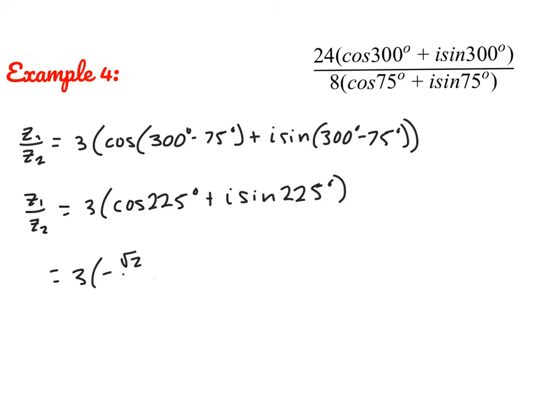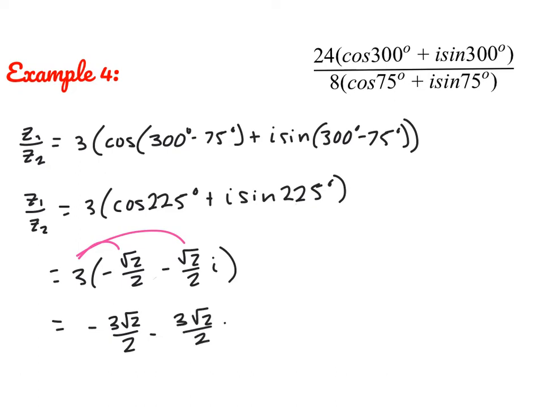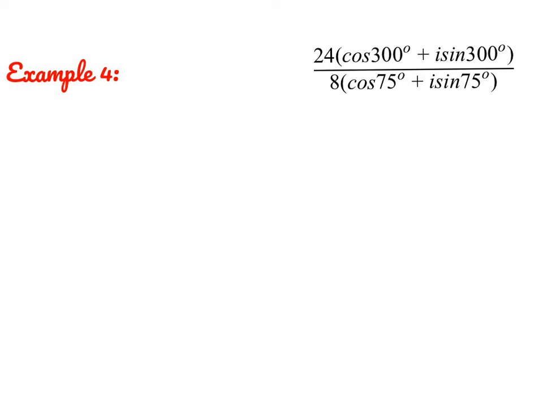So they're both going to be negative. And then from here, all we have to do is distribute in our 3. So we are left with negative 3 root 2 over 2 minus 3 root 2 over 2 i. And that's all there is to it. So remember, when you are finding the quotient, divide your r values and subtract your angles. And then you're just simplifying.